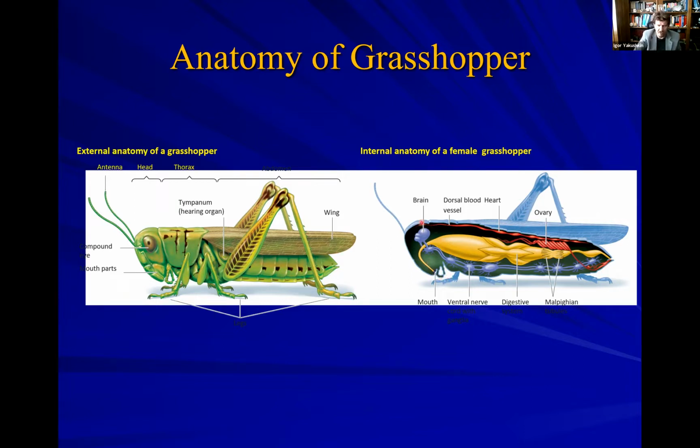Now in the internal anatomy, look at the brain, and then the nerve cord goes kind of in the front. The digestive system goes into the crop, and then there will be something which is known as a digestive gland, and then the intestines will have those particular finger-like projections coming out. Those are Malpighian tubes.